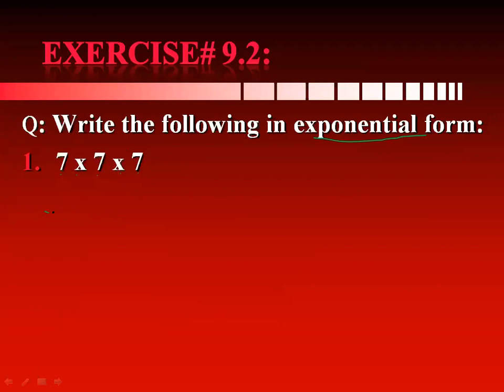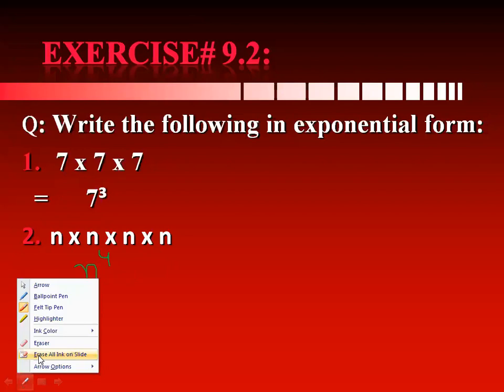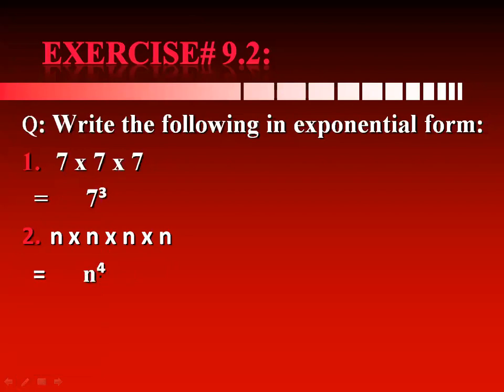So what will be your base here? Your base here will be 7. And how many times is it multiplying here? 3 times. So you will say 7 cubed. This is the right answer. Now move on to the next one. n multiplied by n multiplied by n multiplied by n. What does it mean? n is multiplying how many times? 4 times. So you will write n to the power 4. The right answer here is n to the power 4.